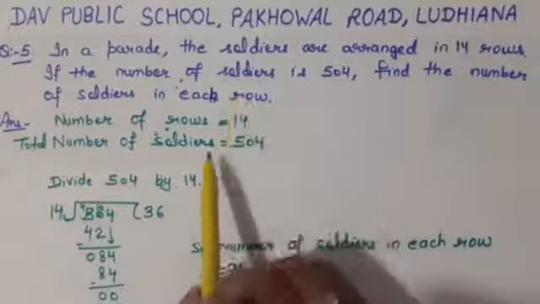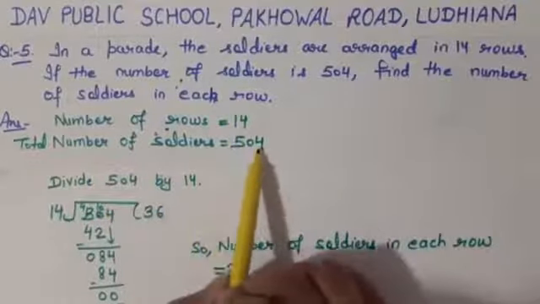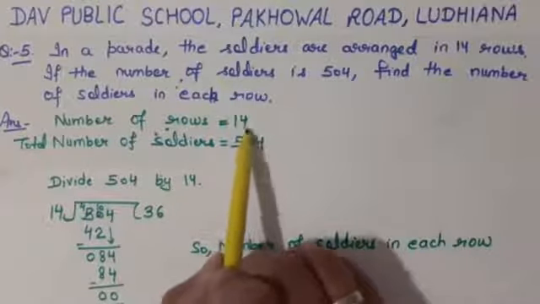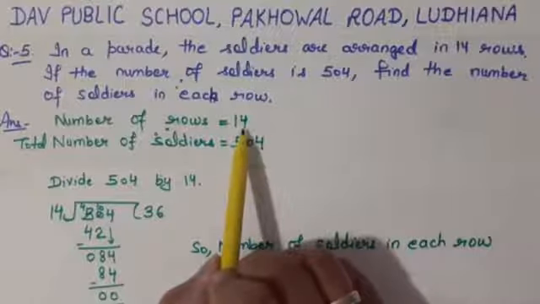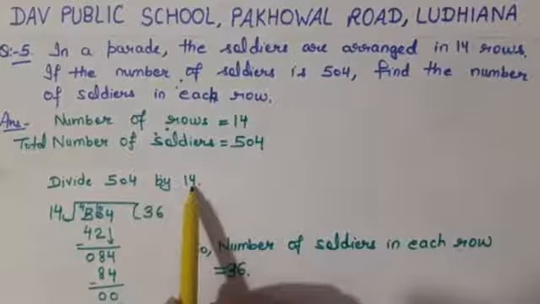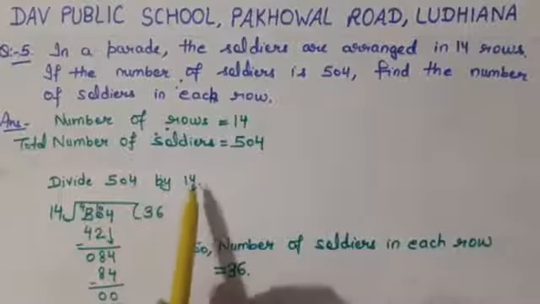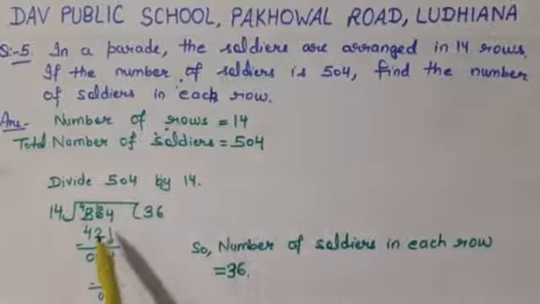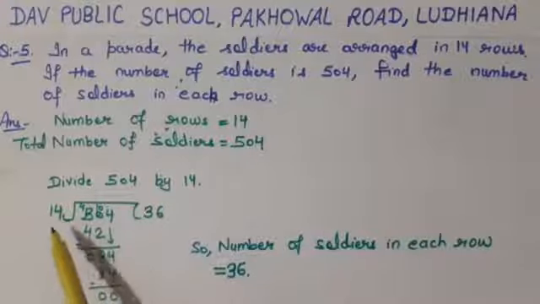Right? See here, what to do? We have to divide the total number of soldiers equally among all of the 14 rows. So how can we do it? We will divide 504 by 14, so that we can get the number of soldiers in each row, right? So we divide 504 by 14.